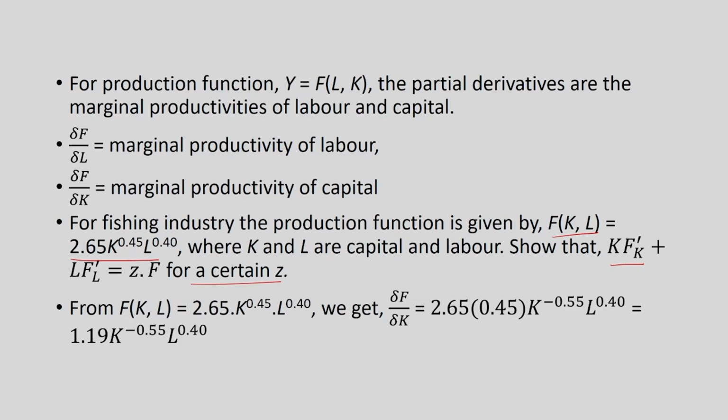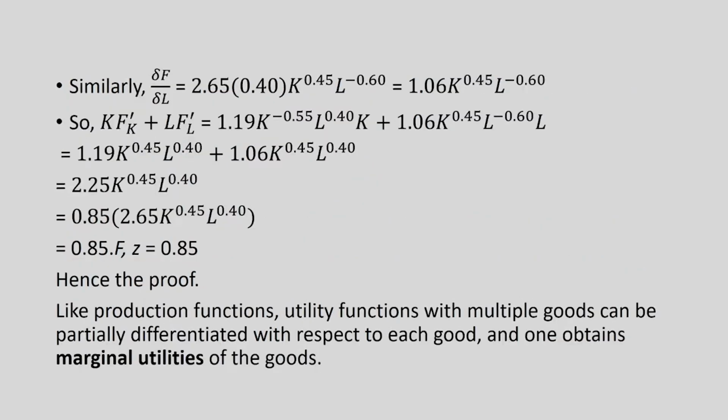So, let us first find the left hand side, that is, I have to find the partial derivative of the production function with respect to capital. I simplify this and I get the expression 1.19 multiplied by k to the power minus 0.55 multiplied by L to the power 0.4. Similarly, the partial derivative of the production function with respect to labor will be 1.06 multiplied by k to the power 0.45 multiplied by L to the power minus 0.6.